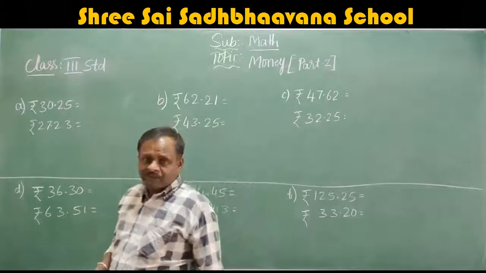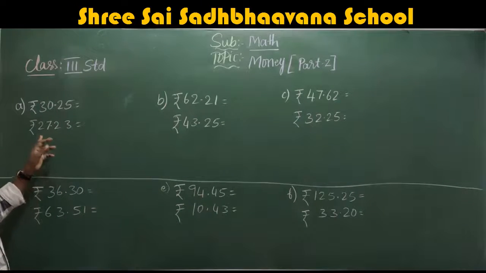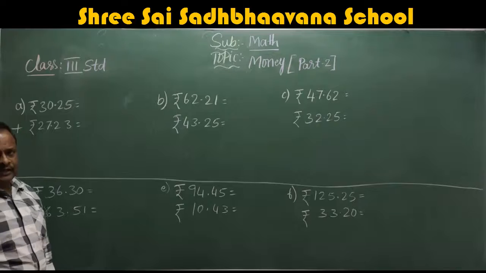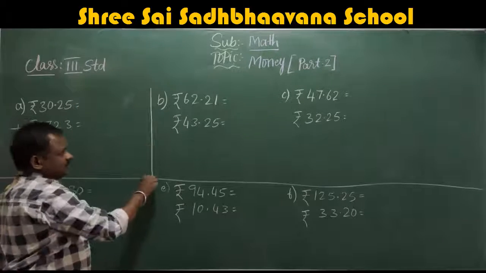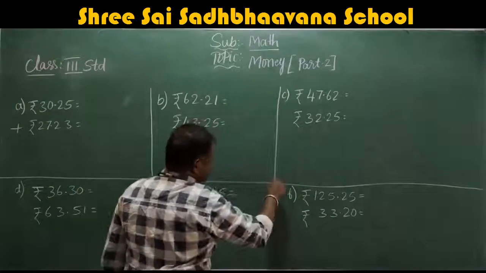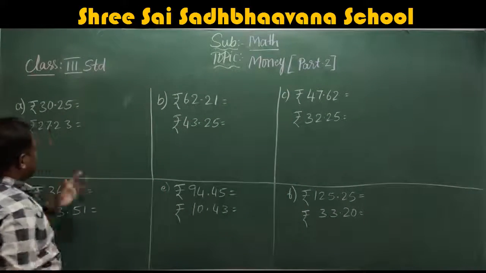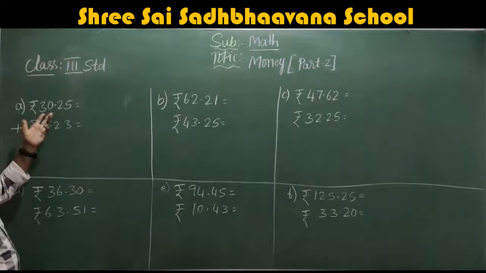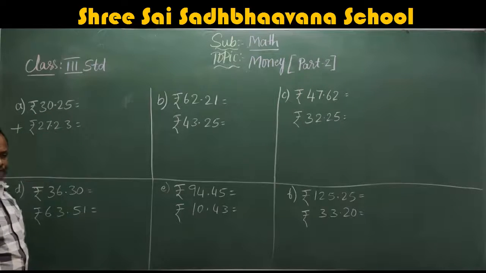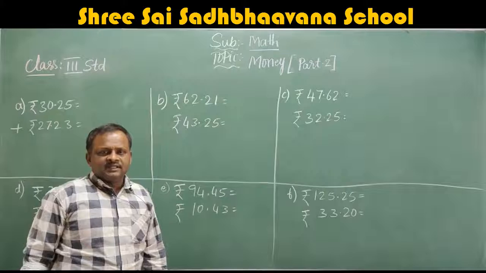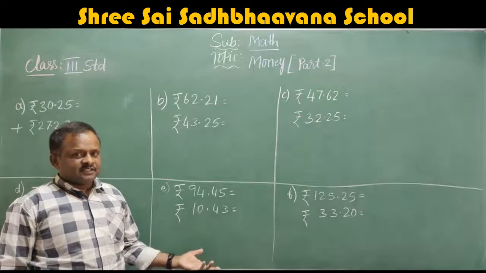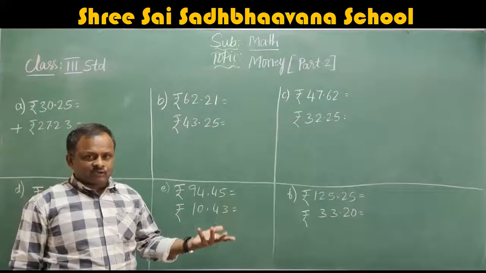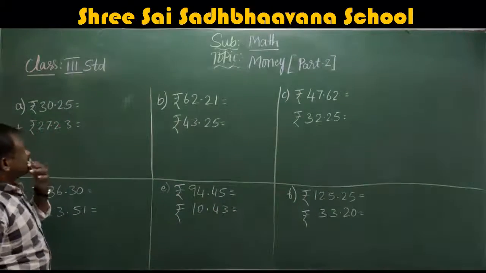Here the first problem is rupees 30.25 plus rupees 27.23. How do we add? They said first convert them into paise, then add. First this is rupees 30.25. You know very well, 1 rupee is equal to how many paise? 100 paise. So 30 rupees means 30 times 100, that is 3000 plus 25.